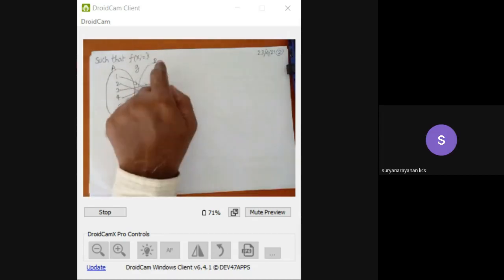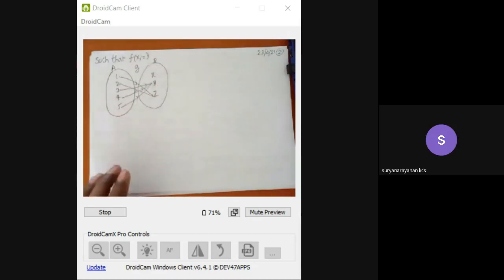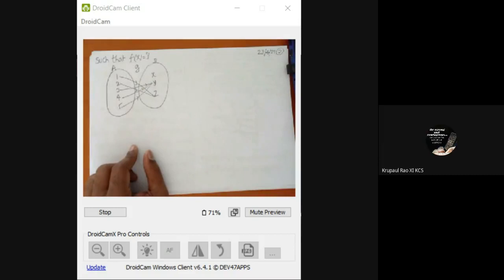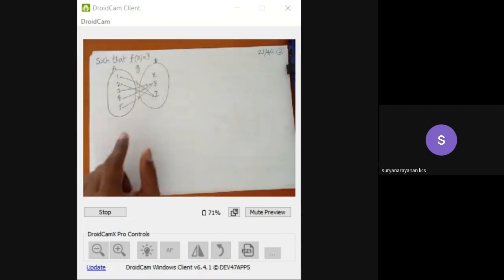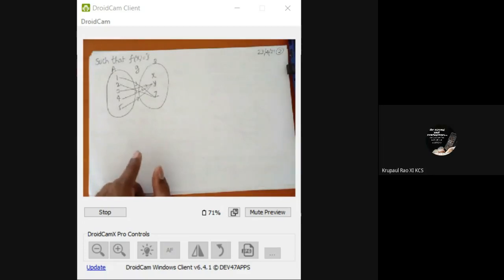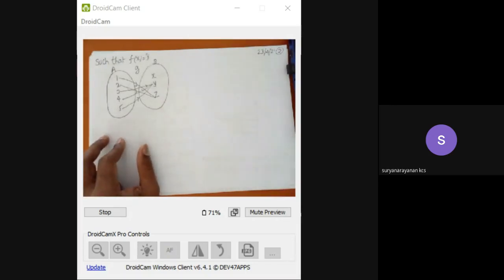X, Y, Z. Every element in this codomain is connected with at least one element in the domain. Sir, can you repeat? Every element in this codomain has a pre-image. Yes, sir. Yes. What is the pre-image of X? Tell me. What is the pre-image of X?